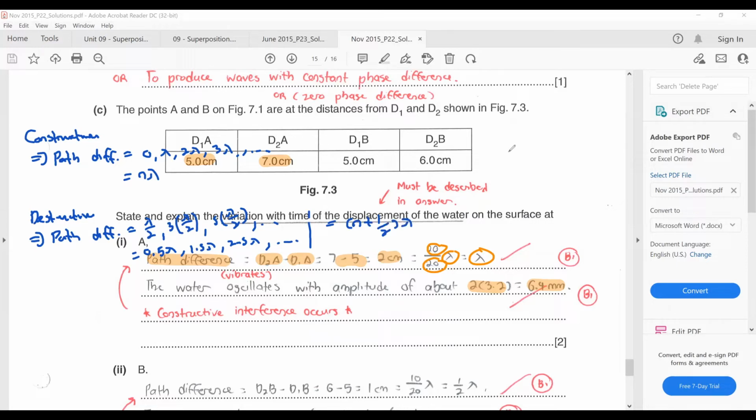Because you see that the path difference here is lambda, therefore it's constructive. You can actually write this in between the statement. Constructive interference occurs, therefore the water oscillates with amplitude of 2 times 3.2 equals 6.4 millimeters. Why is it 2 times?